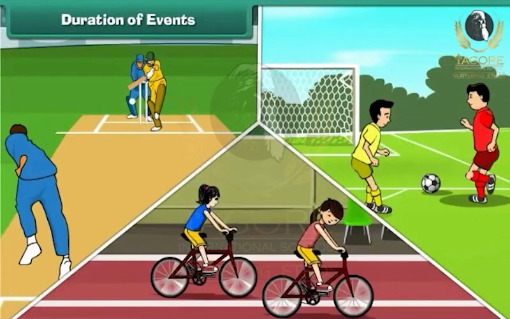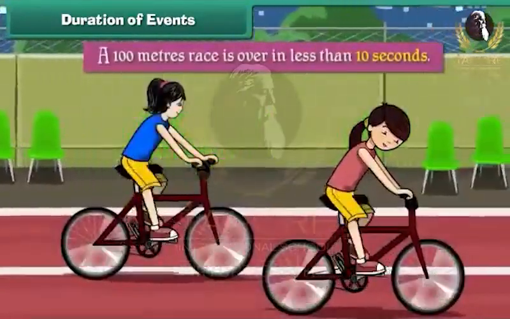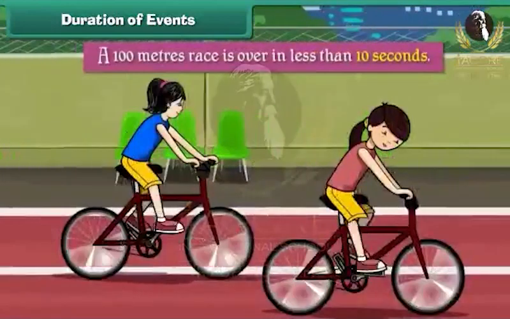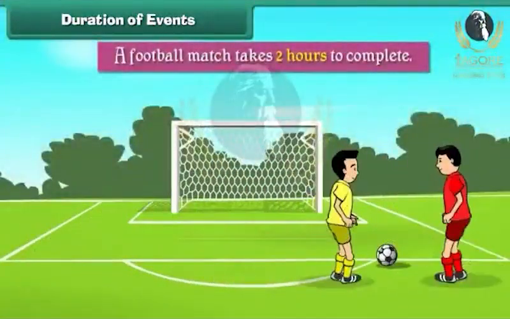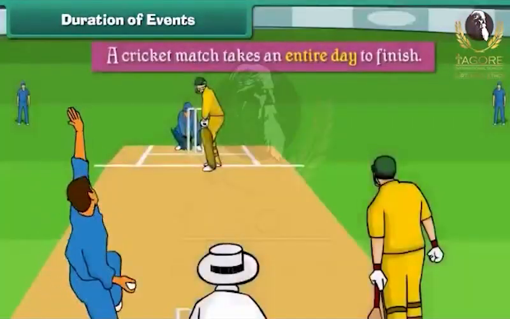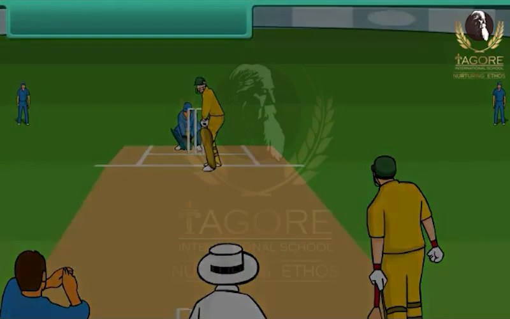Duration of events. Different events take different times for completion. 100 meters race is over in less than 10 seconds. A football match takes 2 hours to complete. A cricket match takes an entire day to finish.